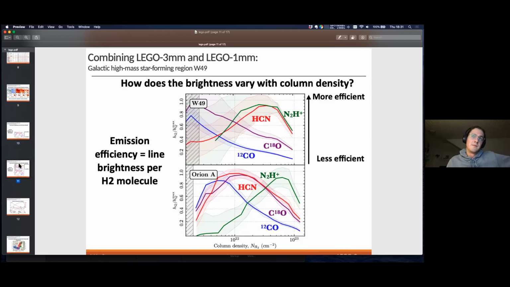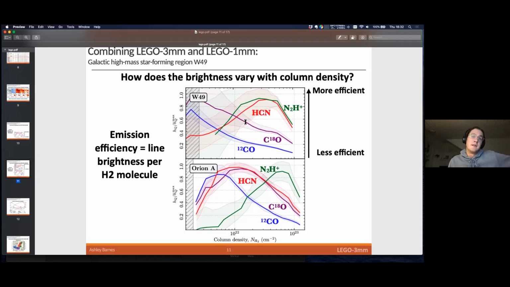Okay, so now we plot W49, and this is the picture we get. So again, going from column density on the x-axis and then emission efficiency on the y-axis, you can see a very different picture here. For the CO lines, it's relatively similar. We have a decreasing trend, peaking on the low column density end. But then, for example, for HCN or N2H+, you see that they actually peak at quite similar regimes, which is very interesting.